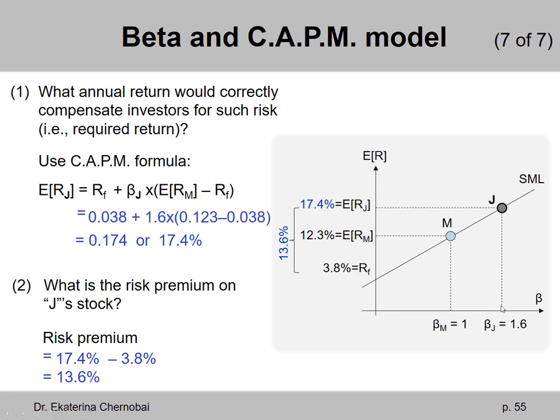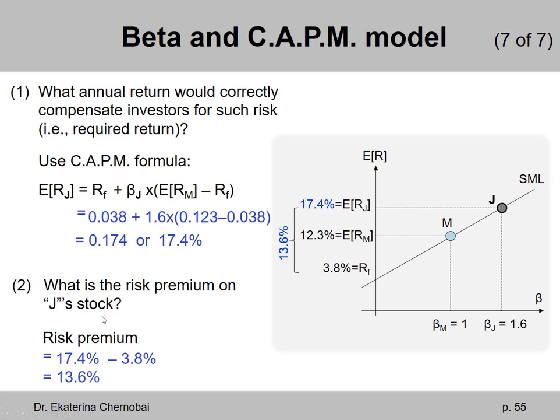So we started with the beta for firm J stock being equal to 1.6, right? So that's to the right from the point that means the market portfolio. And so we should have a higher return than the market portfolio return. And that's what we calculated in question one using the CAPM formula. So 17.4% is the expected return on stock J.